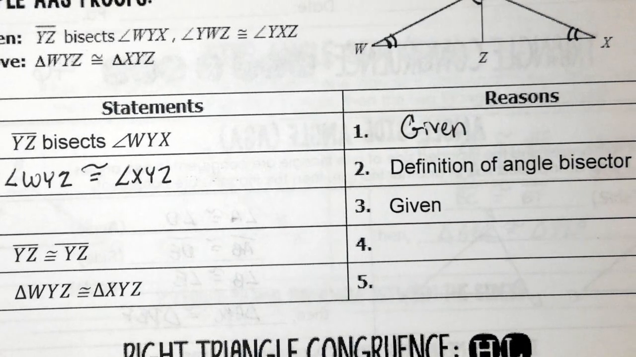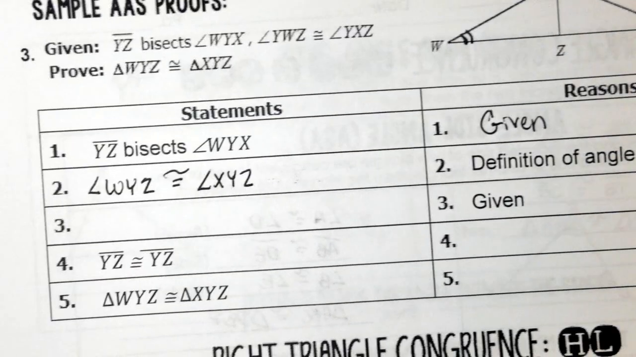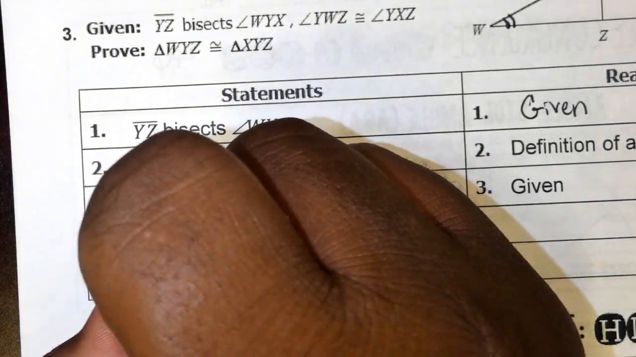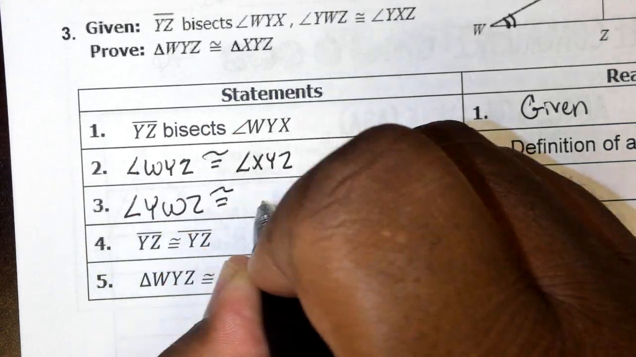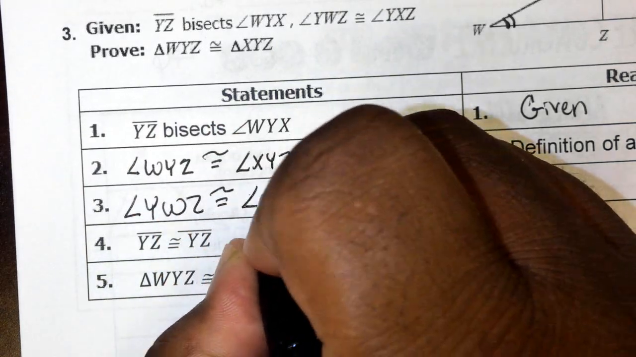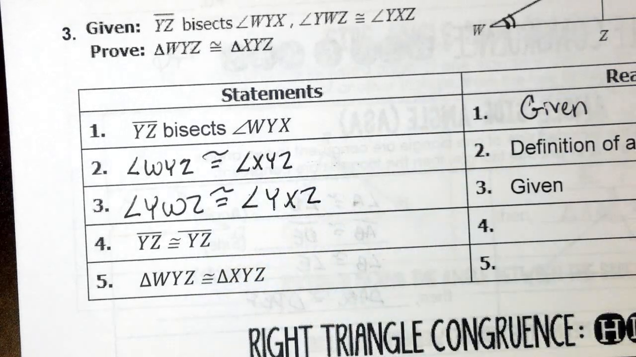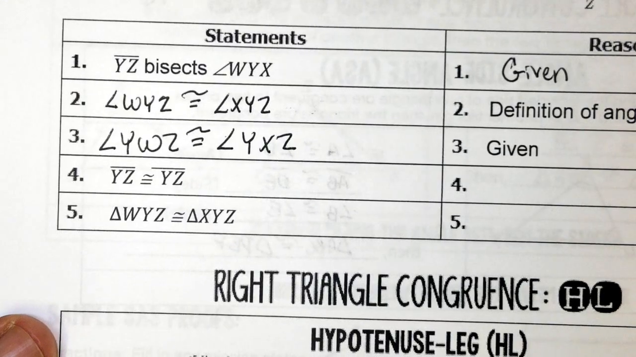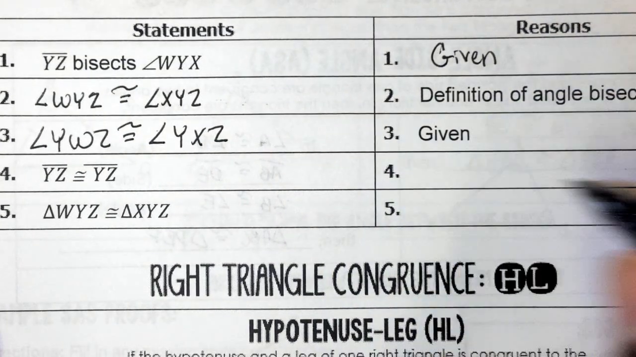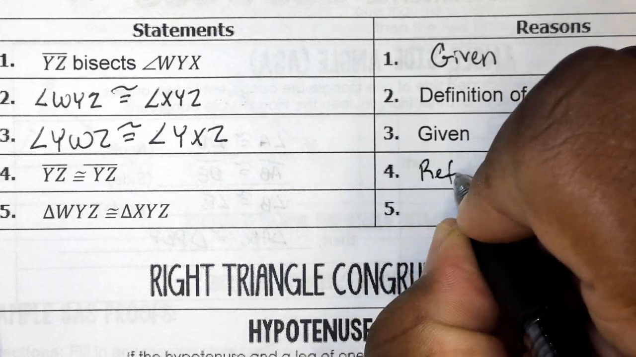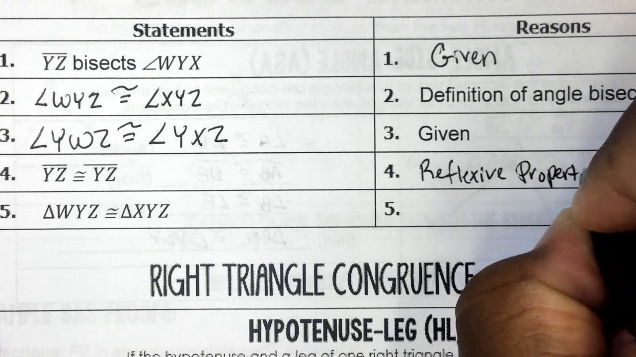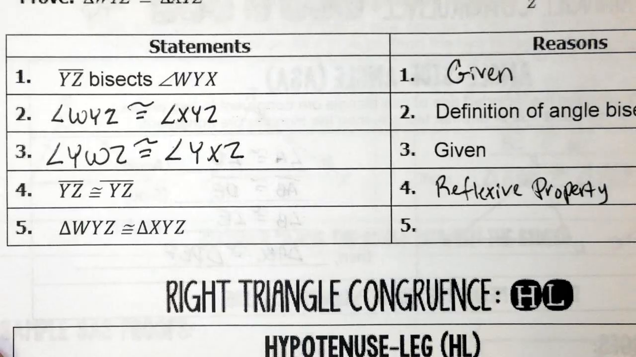The next line is given. What's the other piece of given information, Reese? I think it's angle YWZ congruent to angle YXZ. Yes. We already marked that, so we're good. And then the next line says YZ is congruent to YZ. Sophia, why is that? Reflexive property. We need to mark that too.